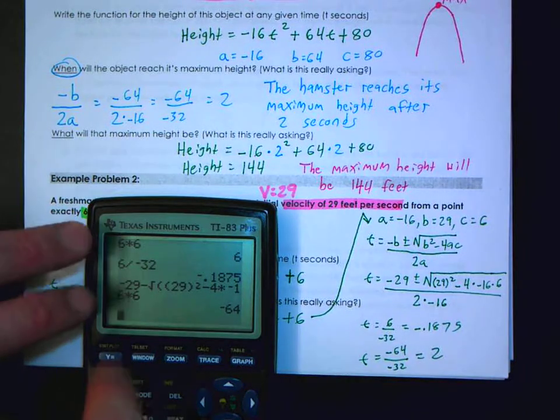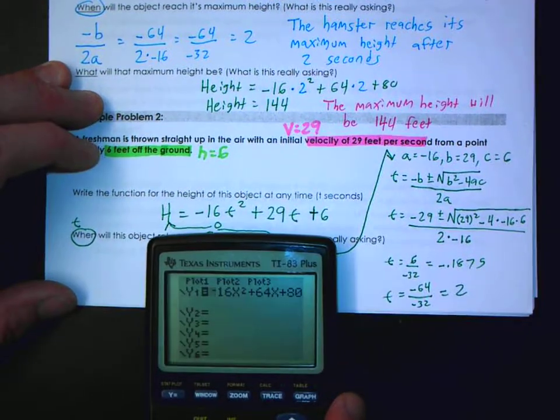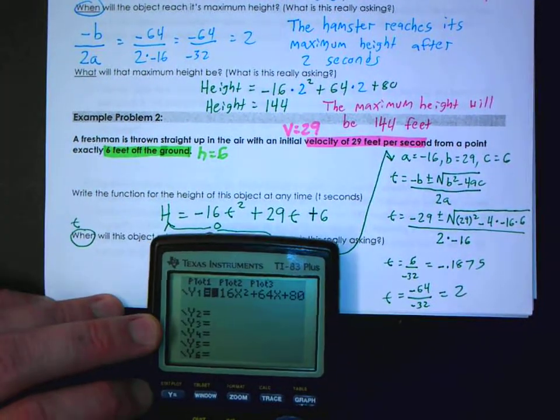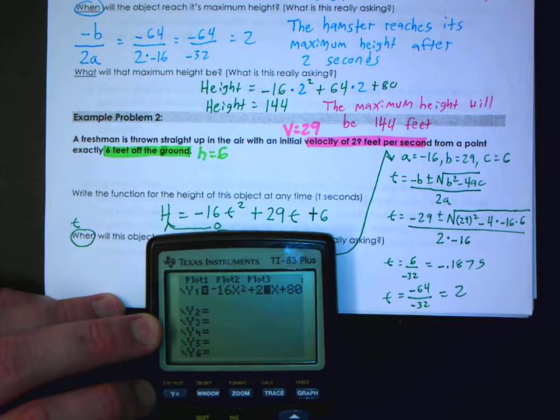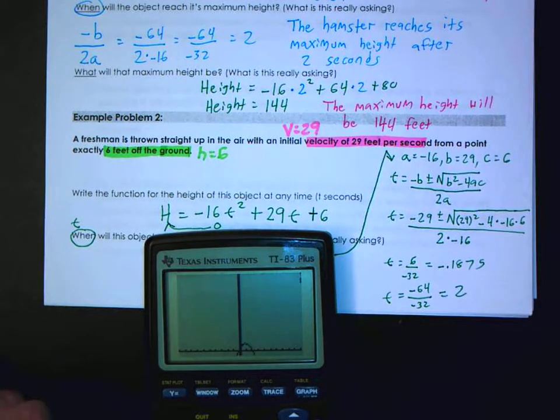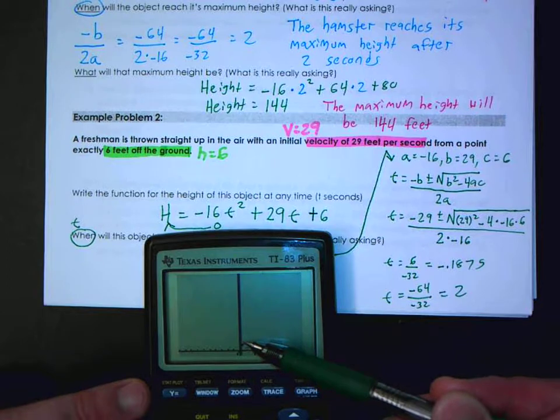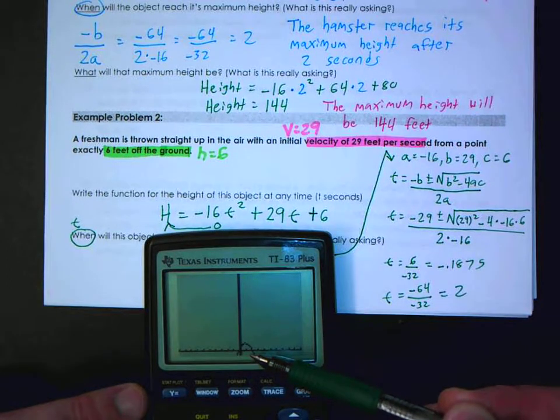And just to confirm that, I like seeing the picture. See, that stays the same. Change this to 29. Change that to 6. So the freshman launched up, hits the ground after 2 seconds.